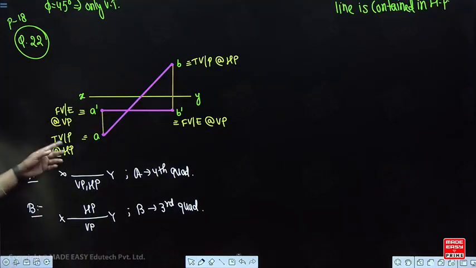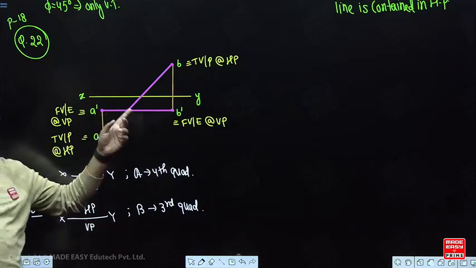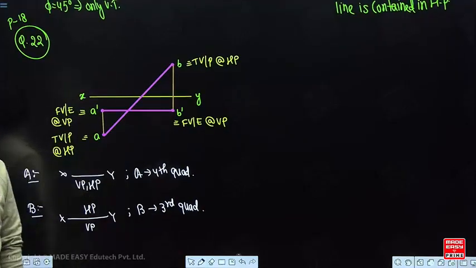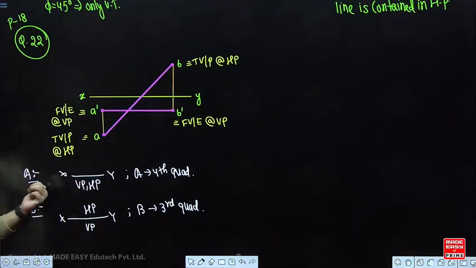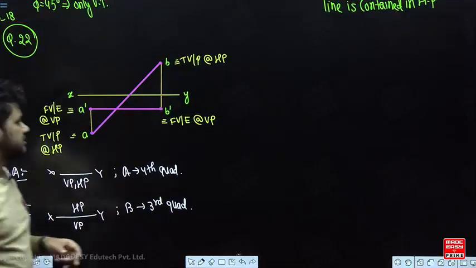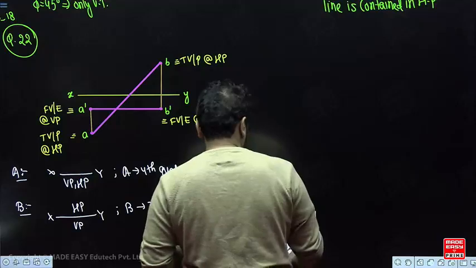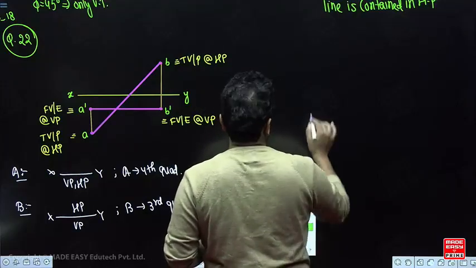Because a line is constituted by 2 points, if you know the 2 points, you can join a line, isn't it? So here A is in which quadrant? Fourth. B is in which quadrant? Third quadrant. So let us draw it. Fine. So look carefully. So I will draw the fourth quadrant and third quadrant. Clear?